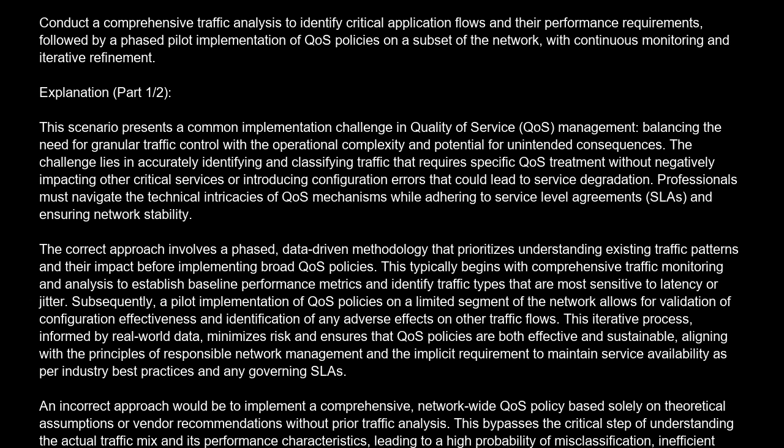This iterative process, informed by real-world data, minimizes risk and ensures that QoS policies are both effective and sustainable, aligning with the principles of responsible network management and the implicit requirement to maintain service availability as per industry best practices and any governing SLAs.